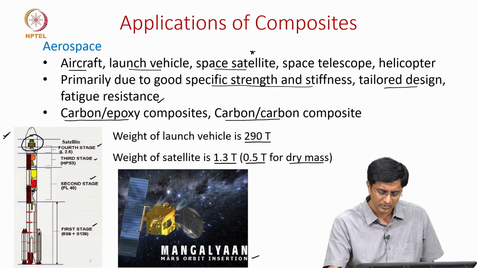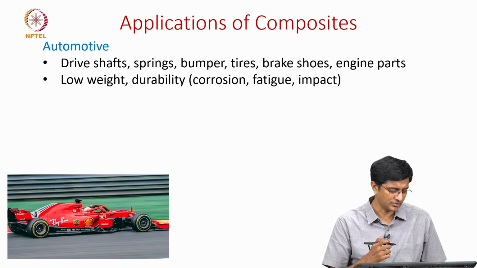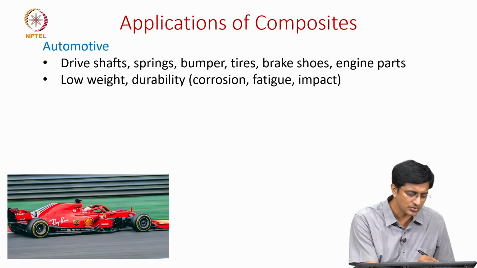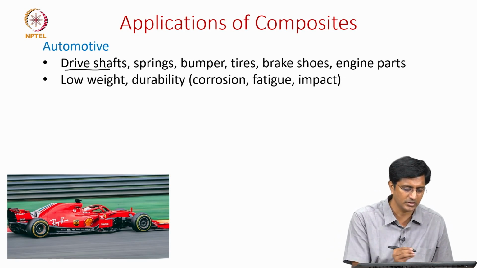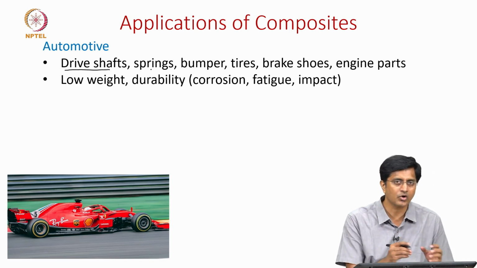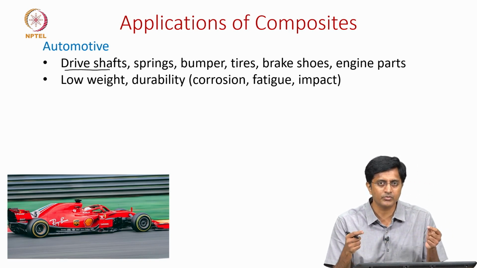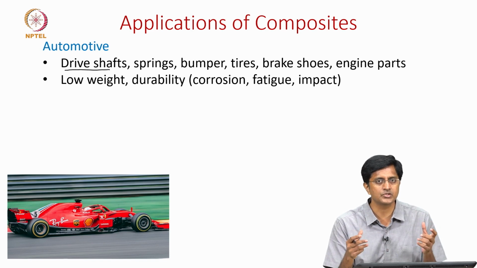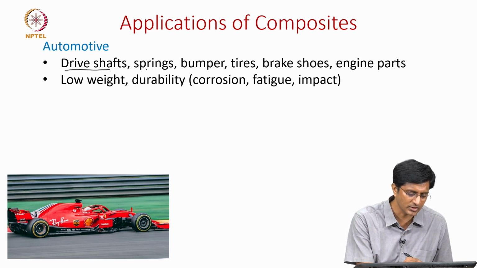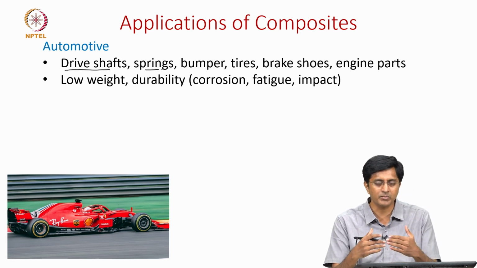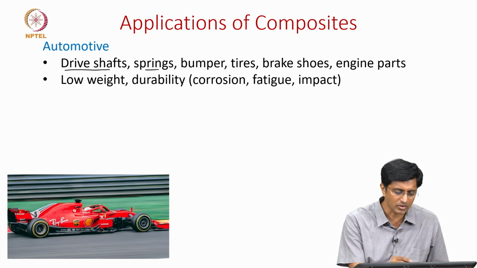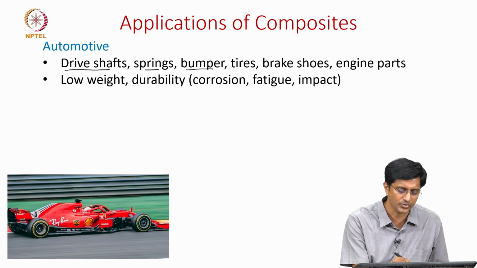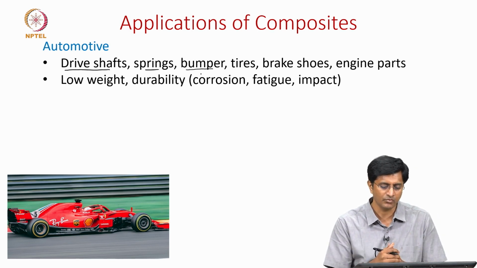Now let us move into another application, which is the automotive industry. We use composites to design the drive shafts in automotives. We also have composite springs. For example, you might have seen the leaf springs used in trucks, right? Those are sometimes replaced with composite leaf springs. And the bumpers in the front of the automotive, which can take some impact loads, are also being replaced with composite bumpers, because it saves weight.